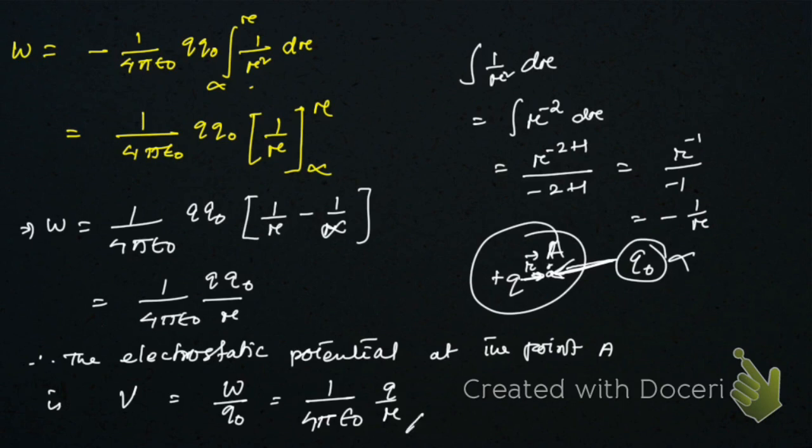That is the potential at a point with position vector R relative to a point source Q positive, right? So hope you have understood now.